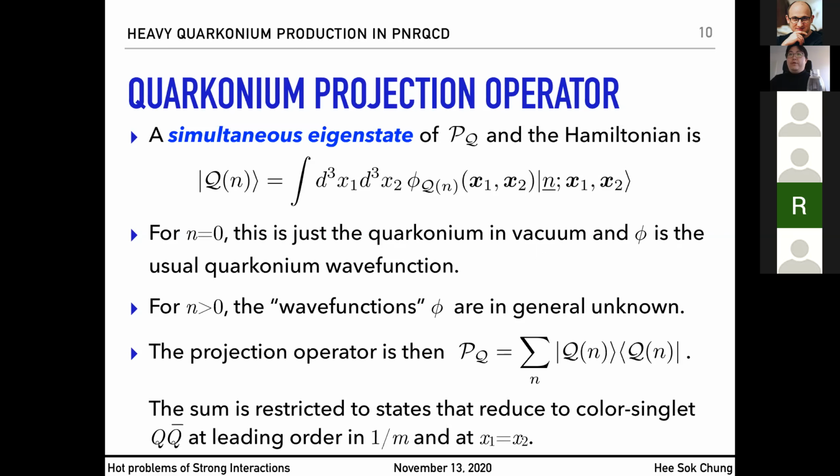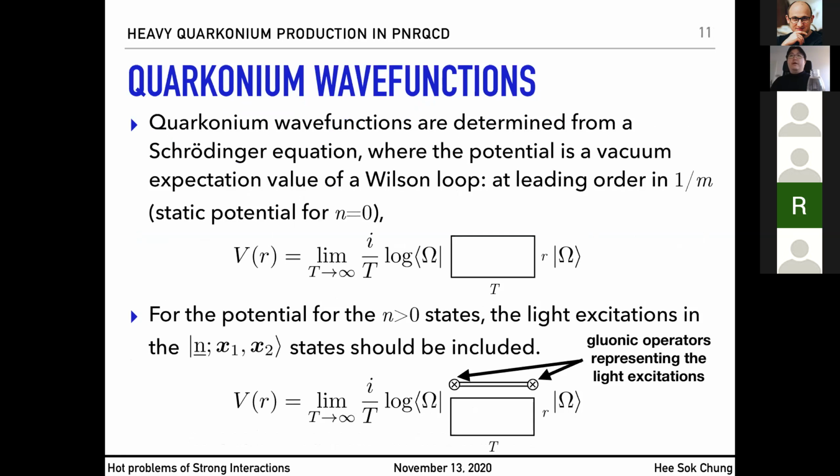So we need to know what the wave functions are for these states. Quarkonium wave functions are determined from a Schrödinger equation where the potential is a vacuum expectation value of a Wilson loop. This is the general result in the static limit and can also be extended to higher orders in 1 over m. At leading order in 1 over m, that is the static potential for the ground state. The potential looks like this. This is a Wilson loop with spatial size r and time extension t.